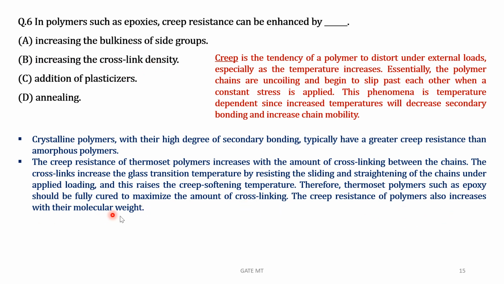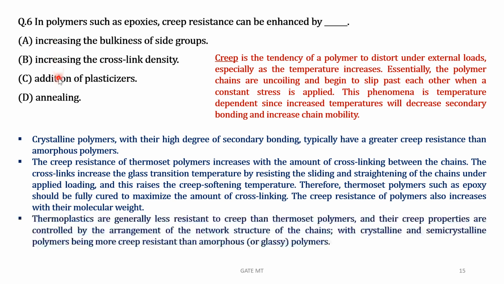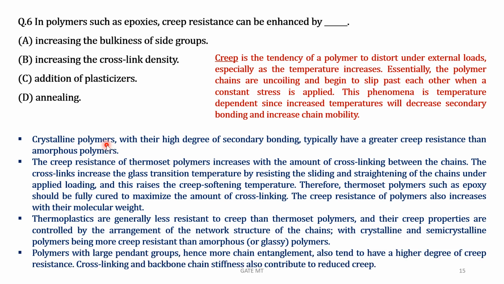Here nothing is mentioned about the molecular weight, but in case an option is given about increase with molecular weight, that option will also be correct. It need not be that only a single option will be correct. There could be cases where multiple options are correct. And also thermoplastics, they are less resistant to creep compared to thermoset polymers, and their resistance is controlled by the arrangement of these chains. So crystalline and semi-crystalline materials are more creep resistant than amorphous or glassy polymers.